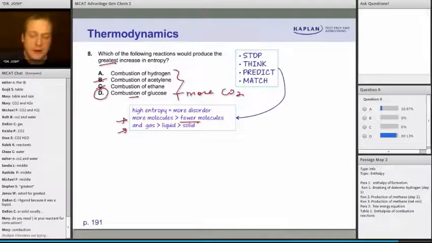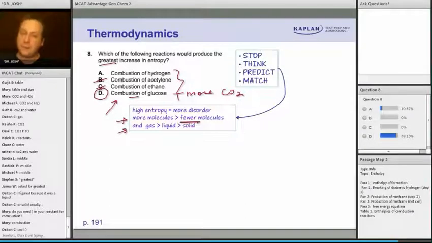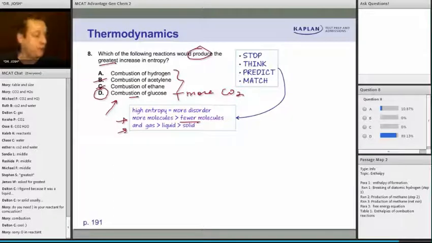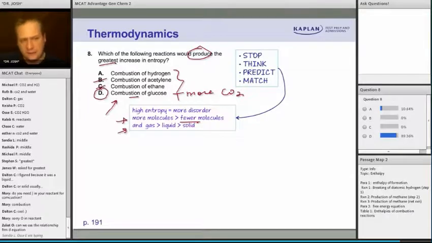Note that since we're looking at the combustion, we're going to primarily think about the products that we're making because it's asking us which reaction would produce the most. So that's good. We're really paying attention to just the products here from this question.